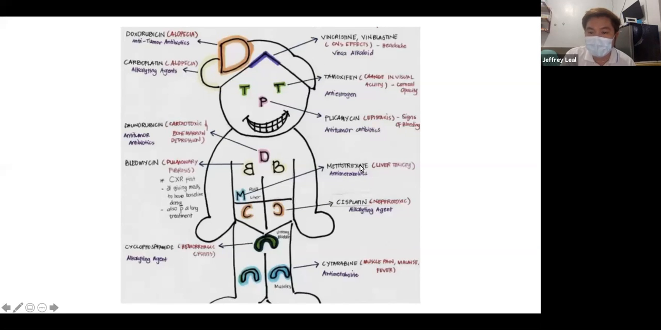And the methotrexate, which is an antimetabolite that causes liver toxicity. We have also an alkylating agent, the cisplatin, which is nephrotoxic. And the cyclophosphamide, letter C, which releases the acrolein as a metabolic product. It causes hemorrhagic cystitis. And we have also the antimetabolite, which is a cytarabine, which can cause muscle pains, body malaise, and fever.